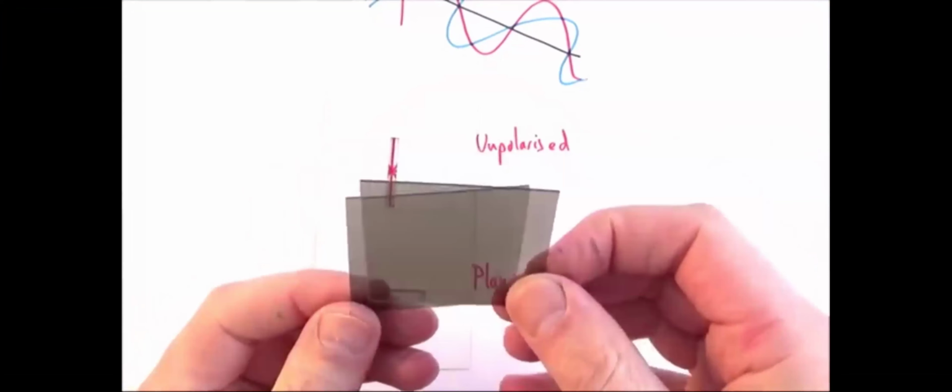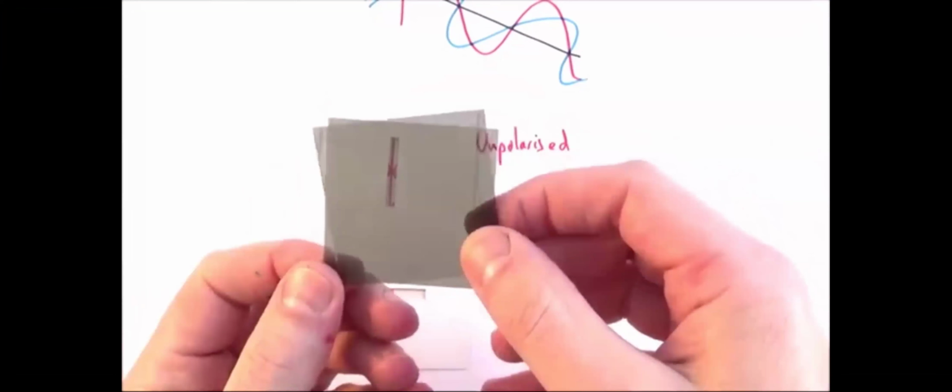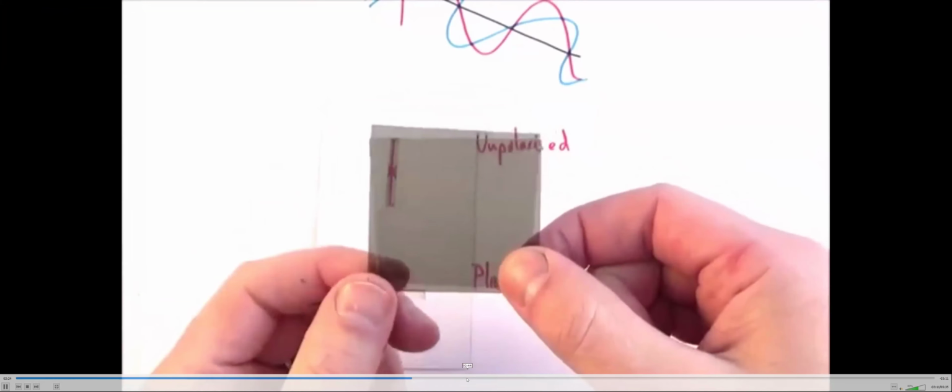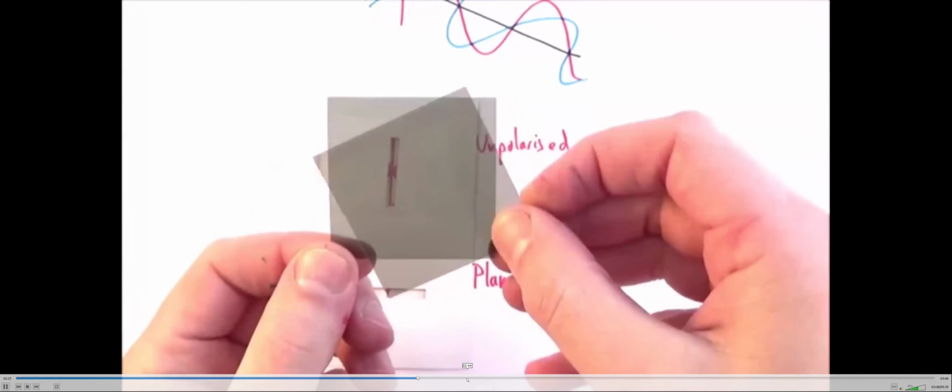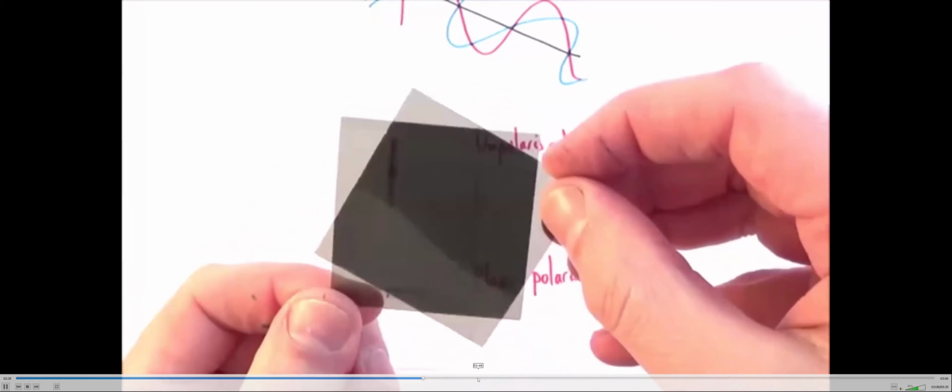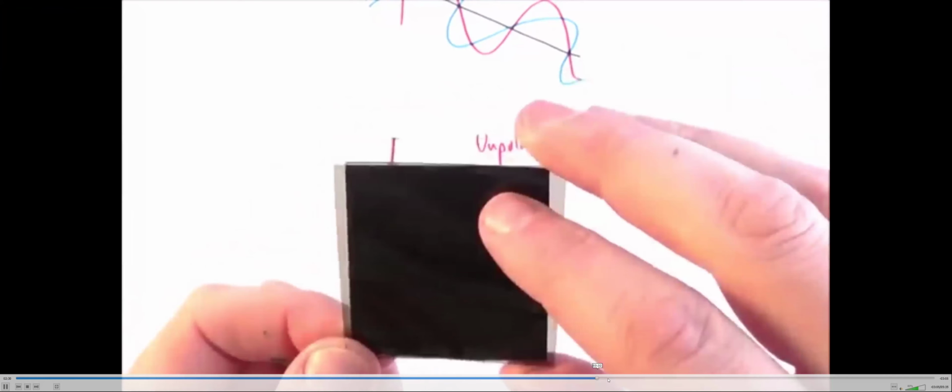Filters which are perfectly in line, so both vertical, let some of the light through, but actually only let about 50% of that light through. As I start to rotate them, we can see that less and less light gets through, until eventually it's easy to cut down on the glare from the reflected light.